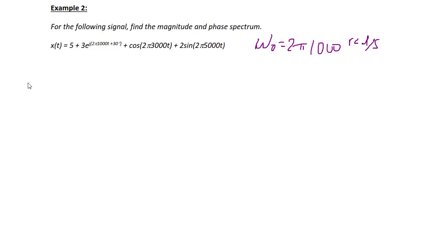So we can rewrite x(t) in the following form. x(t) is equal to 5 e to the j 0, so that would be a term at k equals 0, and plus 3 e to the j 30 degrees times e to the j 2 pi 1000 t.